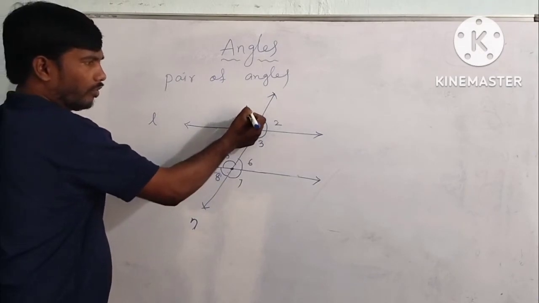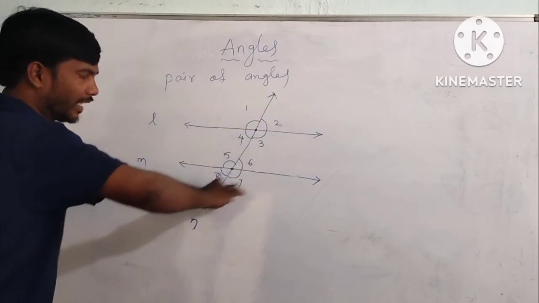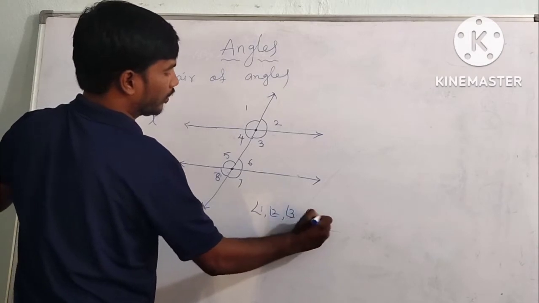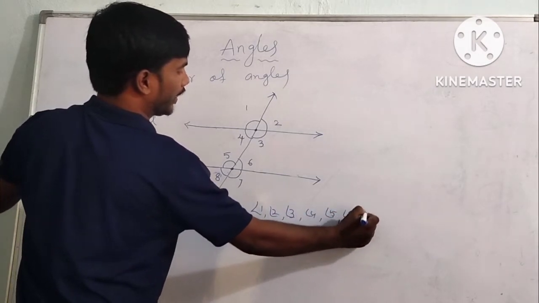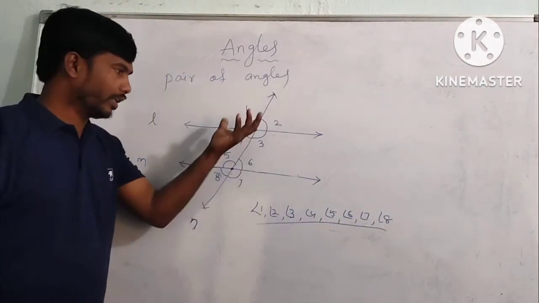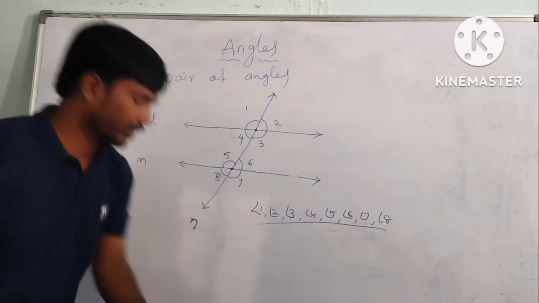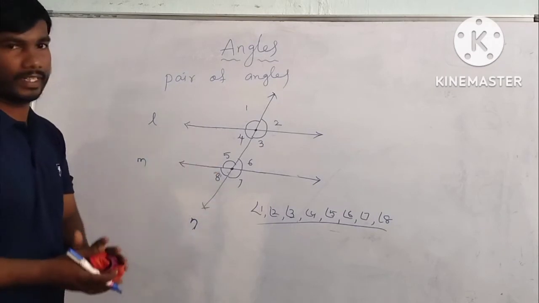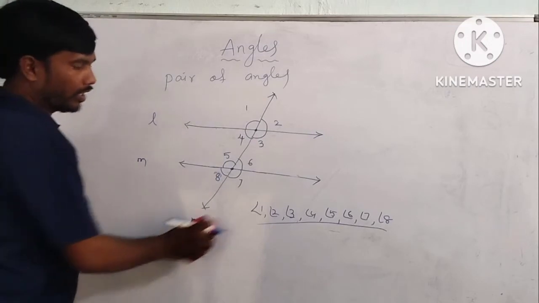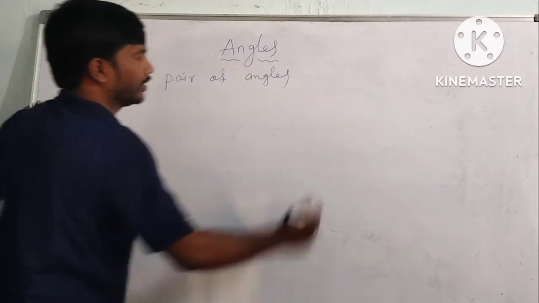so 1 and 3, which type of angles? 2 and 4, which type of angles? I am dividing these 8 angles: 1, 2, 3, 4, 5, 6, 7, 8. So these 8 angles I am dividing into different pairs according to their properties. So here in total we got 8 angles, and I am dividing these 8 individual angles into some groups or pairs. How I am dividing them, just see here.